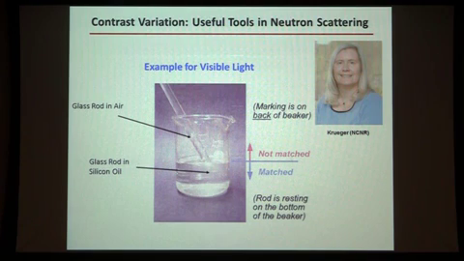Basically, you can match, this is sort of a visible light example, so if you look at this rod, okay, you can see it in air, but you can't see it in the silicon oil because the light refractive index of the oil and the glass are the same. And the same thing's true with the neutron measurements. There's mixtures of D2O and H2O that can be made to match.